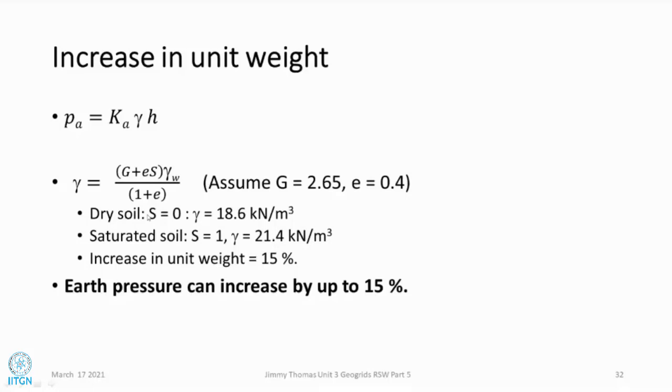So if it is dry soil, that means S is equal to 0, then our dry unit weight will be 18.6 kilonewton per meter cubed. And when it becomes saturated, S will be 1, so our gamma will be 21.4. This means an increase in unit weight of 15%. That means the pressure will increase by 15%. Okay, factor of safety is reduced, but this may not cause failure of the wall. So normally for sliding, we have a factor of safety of at least 1.5, and for overturning, a factor of safety of 2. So this will not cause failure of the wall, but still will reduce the factor of safety.